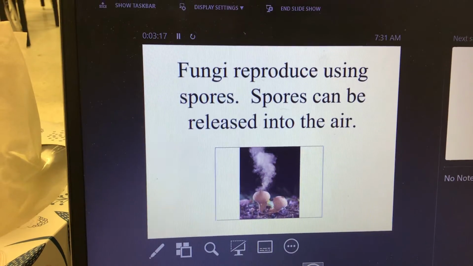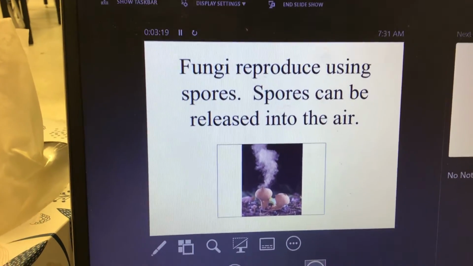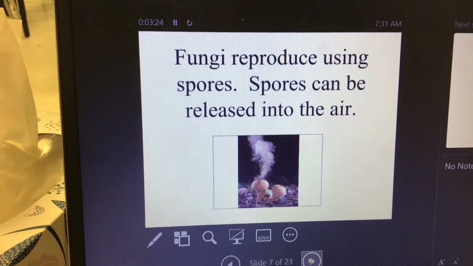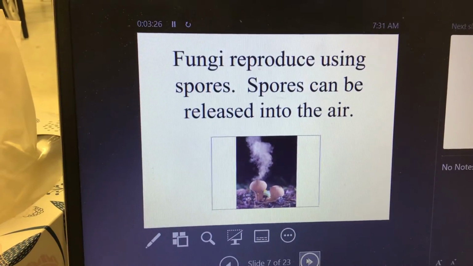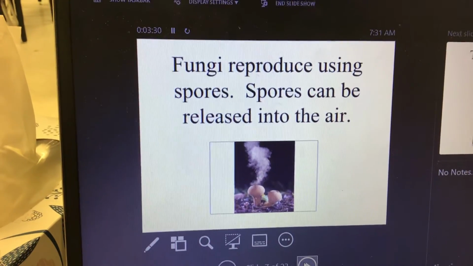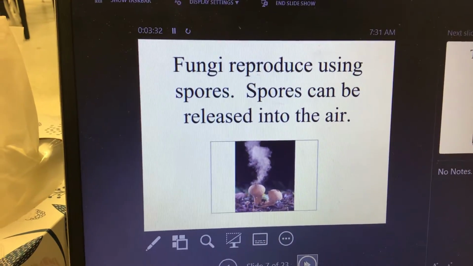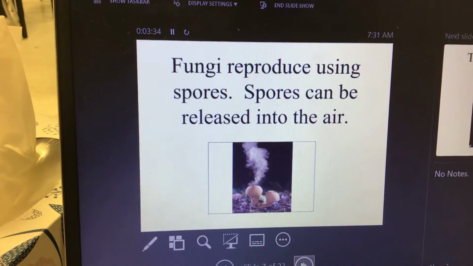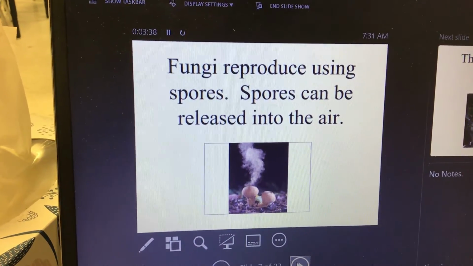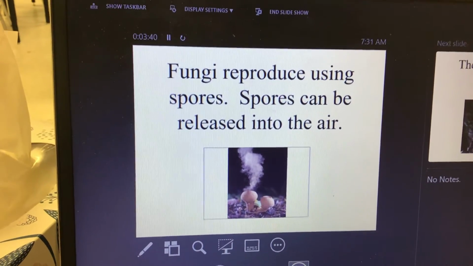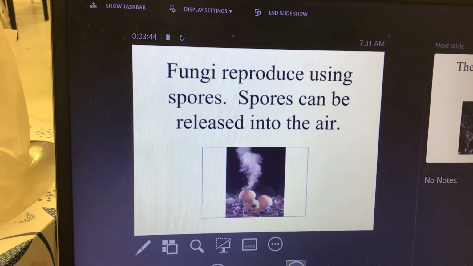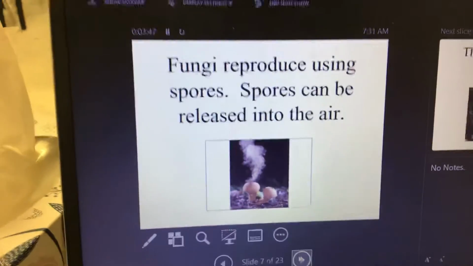Now, when they land on places, if the place is a good environment for them to grow, then they'll start growing. So if a mold, for example, releases spores, some of them are going to fall on places like your desk here or on the floor. Those aren't good environments to grow, and they're not going to grow. Others are going to land somewhere where it's damp, maybe kind of shady, and there's something to eat, and they're going to start growing.